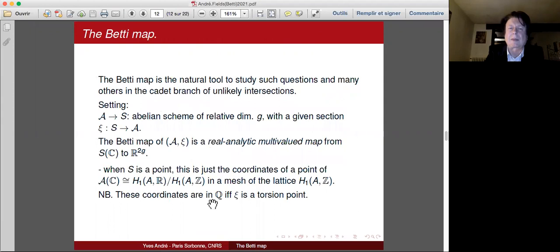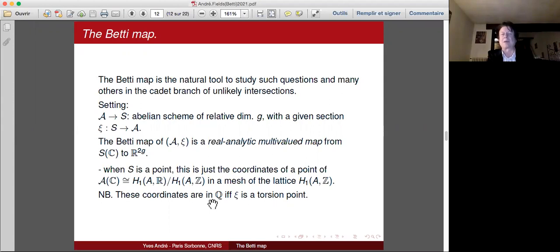Now let me come to my main topic, which is the Betti map. The Betti map is a natural tool to study such kinds of questions, and many others in the category of unlikely intersections. So the setting is an abelian scheme A to S of relative dimension g, with a given section xi from S to A.